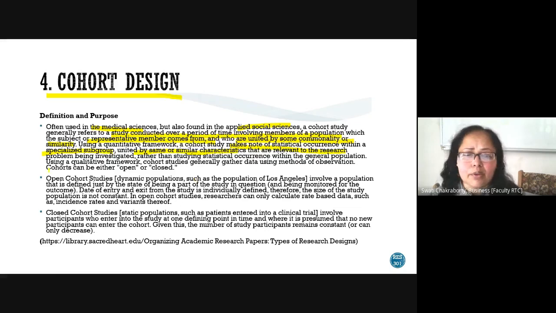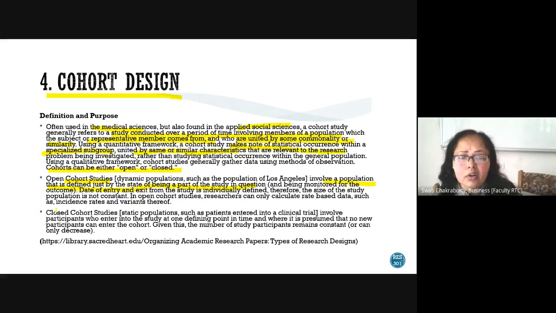Cohorts can be either open or closed. What is an open cohort study? It is where we talk of a population that is defined just by the state of being part of the study and research questions, and is not being monitored for the outcome. For example, the dynamic population of Los Angeles. The date of entry and exit from the study is individually defined. Therefore, the size of the population is not constant.